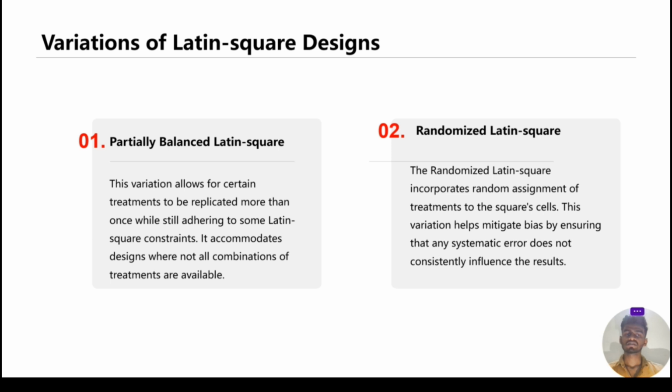Randomized Latin square. The randomized Latin square incorporates random assignment of treatments to all the square cells. These variations help us to mitigate bias by ensuring that any systematic error does not consistently influence the results.